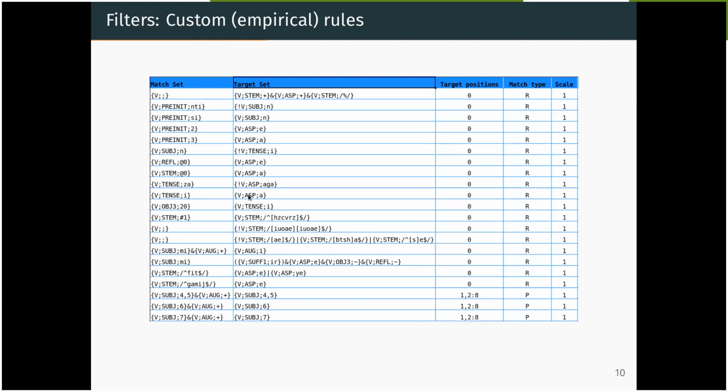Now we go to the filters. Filters are any other language-specific rules that you want to enforce. And for this, I had to develop a synthetic language that expresses different things.